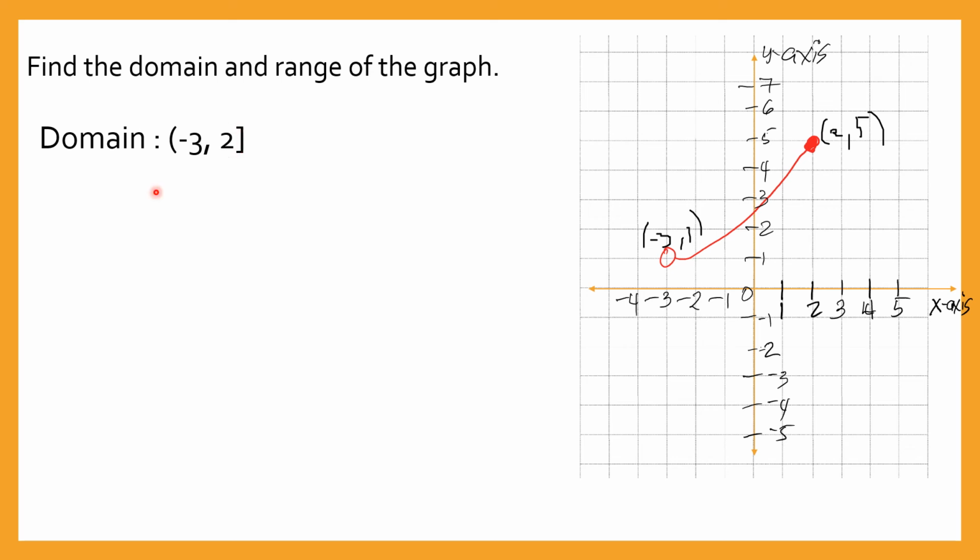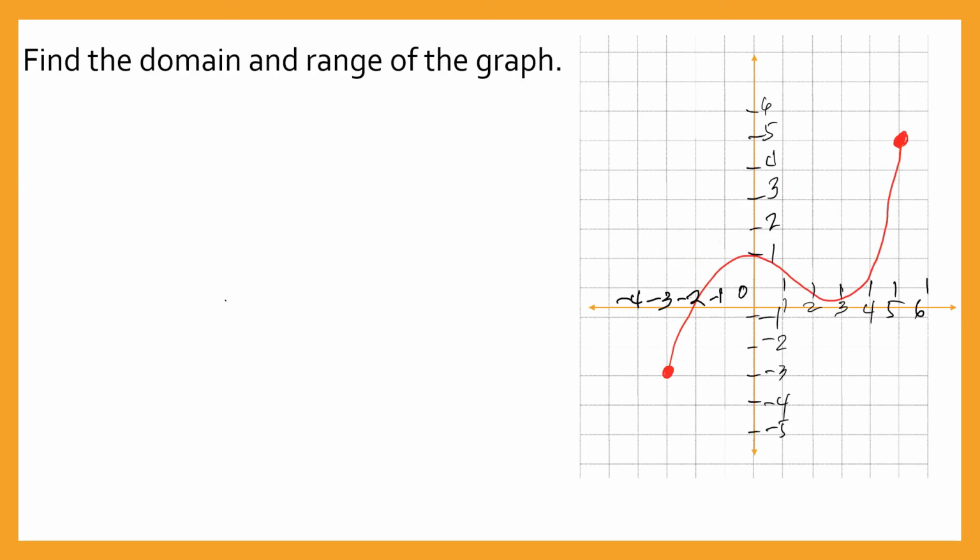That's the domain. The range, using interval notation, the value of y. So it starts here, 1. It's parenthesis because 1 is not included. And at the end point, we have 5. And that is a bracket. Okay, so that's the domain and range in interval notation. It's easy to write in interval notation.